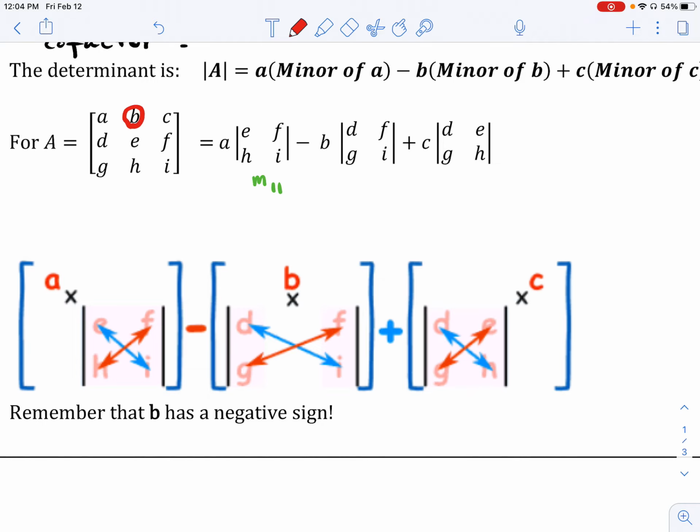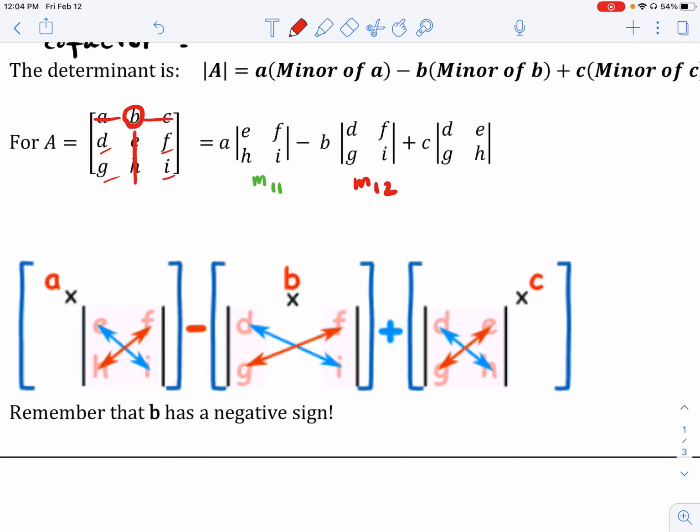Well, we're going to go along this row, which means we're going to cross out the rest of the entries in that row, and we're going to cross out its column. Now, what's left over? We're left with a matrix that is D, F, G, I. So you then find the minor of that, or the determinant of that matrix, which is called the minor of B, or the minor of A sub 1, 2.